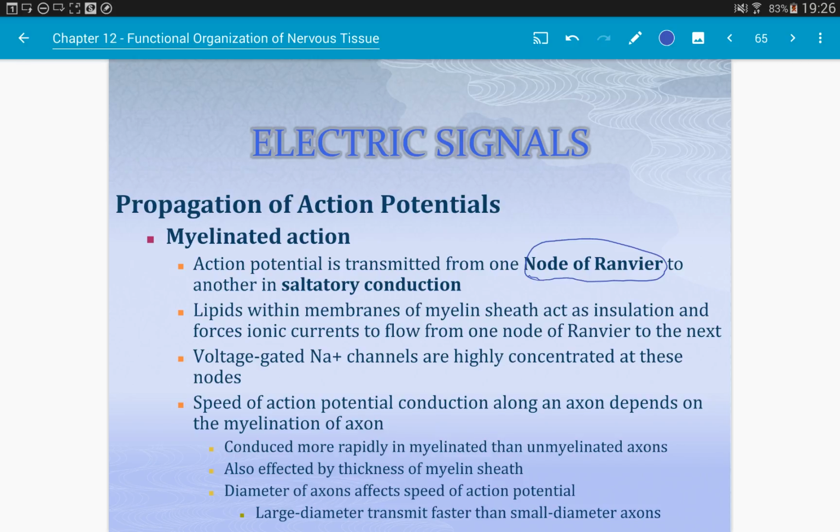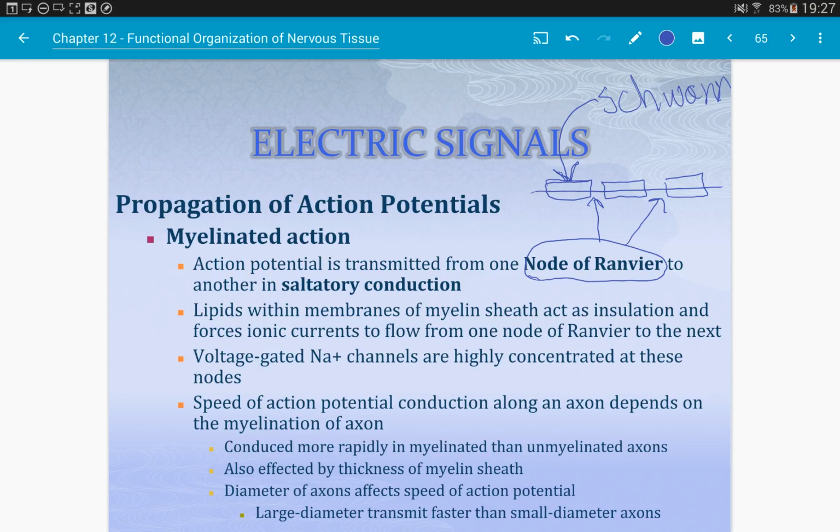So here I'm going to draw this little line. That's our axon. And then we'll pretend that we're in the peripheral nervous system. So what cell would this be that's myelinating in the peripheral nervous system? Schwann. Okay, good. And then we have another one, and another one. And we have these little gaps in between. Those little gaps in between, those are our nodes of Ranvier.